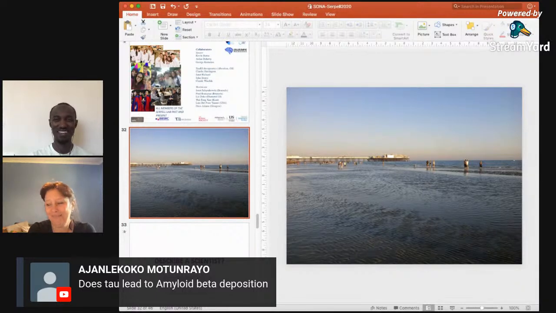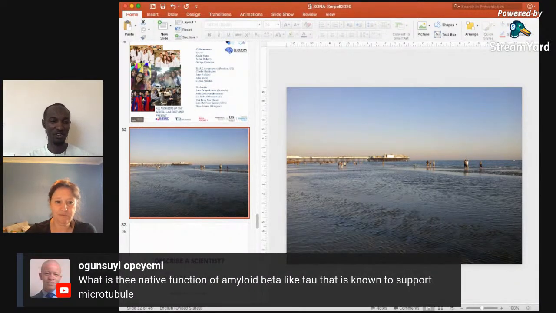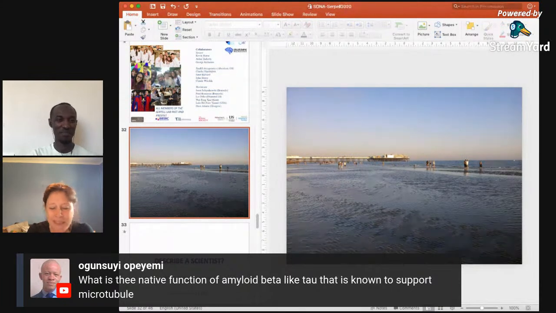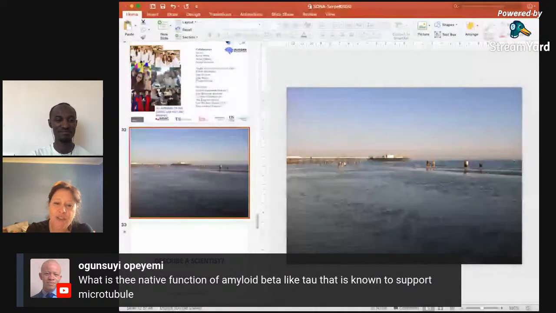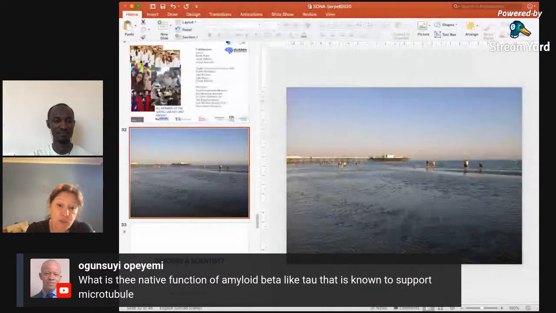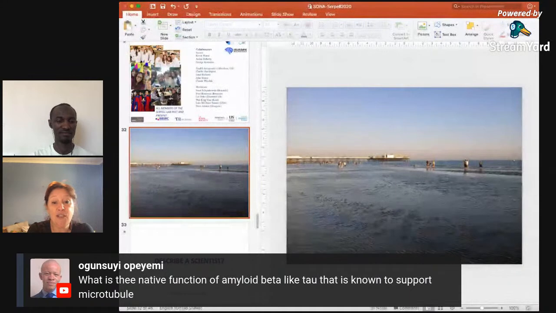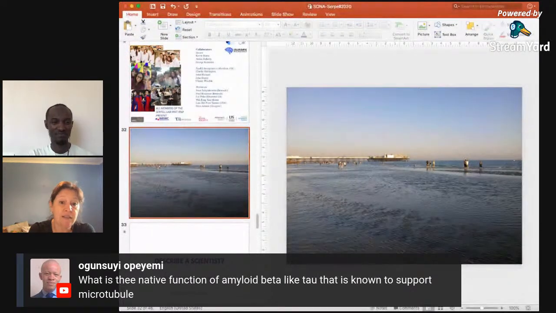Okay, fantastic. Okay, so the next question said, what is the native function of amyloid beta like tau that is known to support microtubules? Another difficult question. Unfortunately, nobody knows what amyloid beta does. So some studies have suggested that amyloid beta actually is important in neuronal function. So you have a small amount of amyloid beta that maybe is important, but nobody has established a really clear role for amyloid beta, unfortunately. We still don't know what it does.